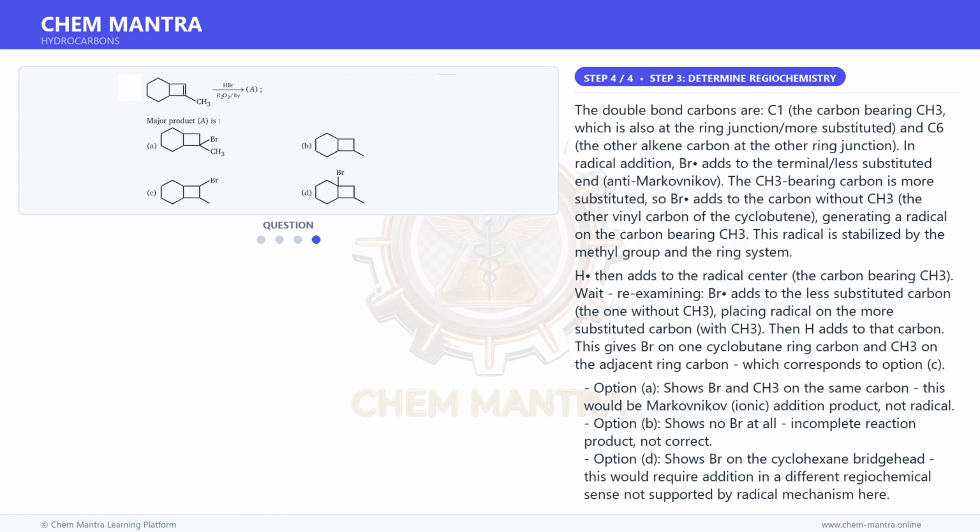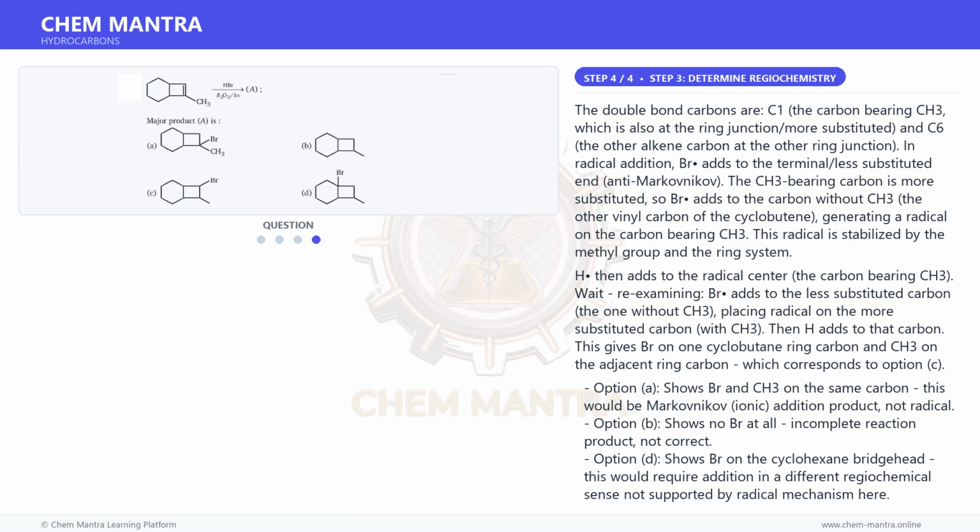This radical is stabilized by the methyl group and the ring system. H then adds to the radical center, the carbon bearing CH3. Wait, re-examining: Br adds to the less substituted carbon, the one without CH3, placing the radical on the more substituted carbon, with CH3. Then H adds to that carbon. This gives Br on one cyclobutane ring carbon and CH3 on the adjacent ring carbon, which corresponds to option C.